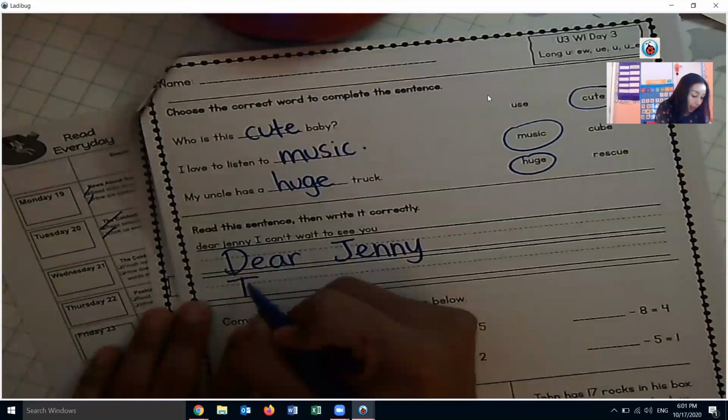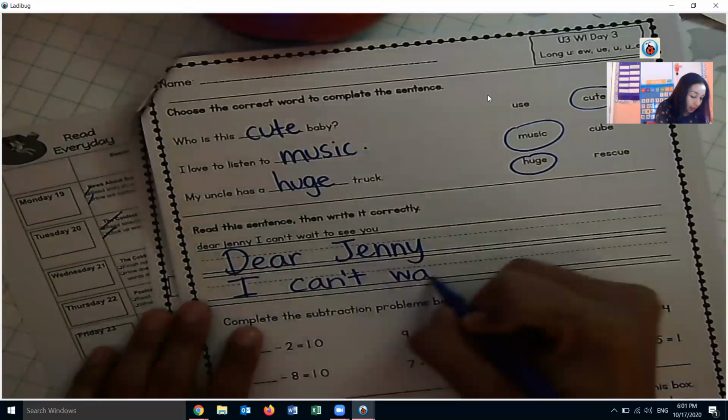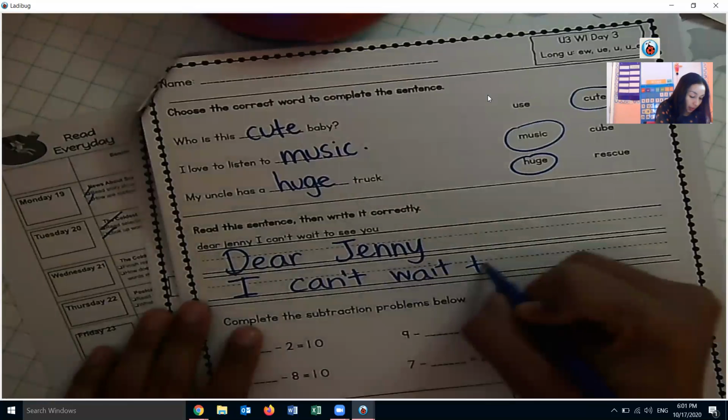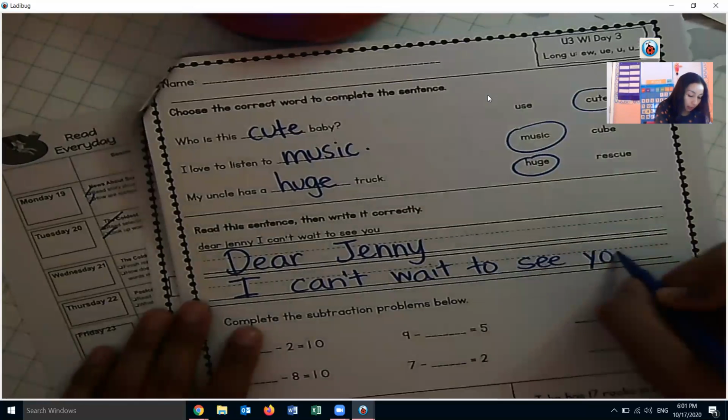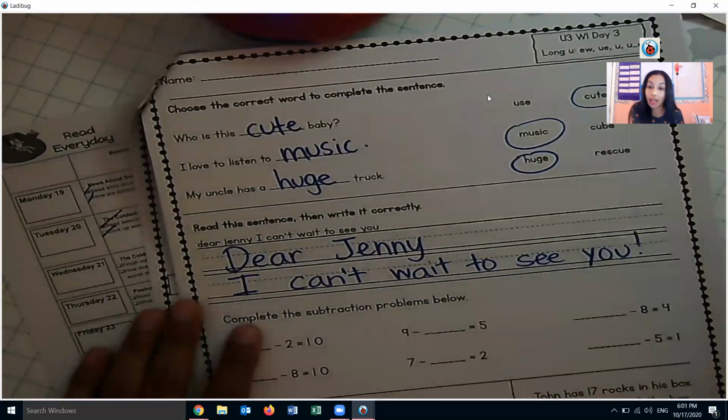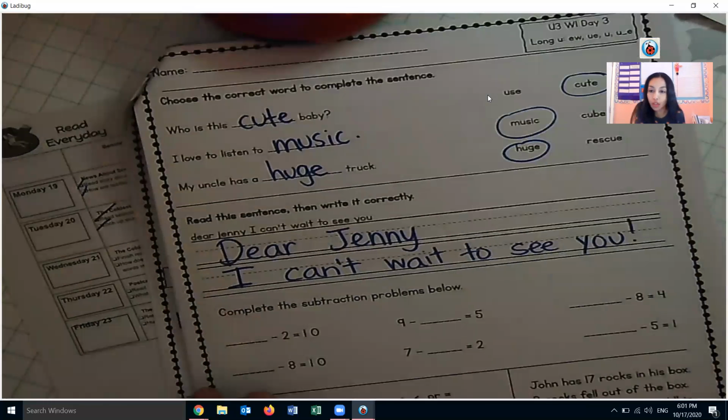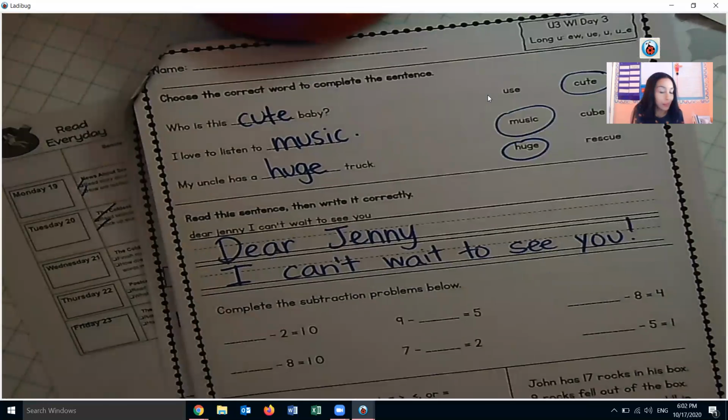I can't wait to see you. And for this one, I'm going to put an exclamation point because I kind of imagine that a little bit more excited than just a period. I can't wait to see you.